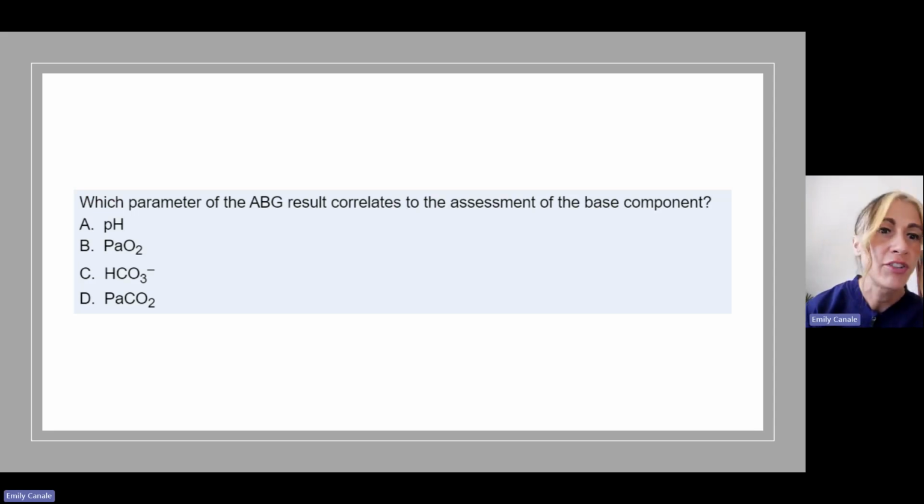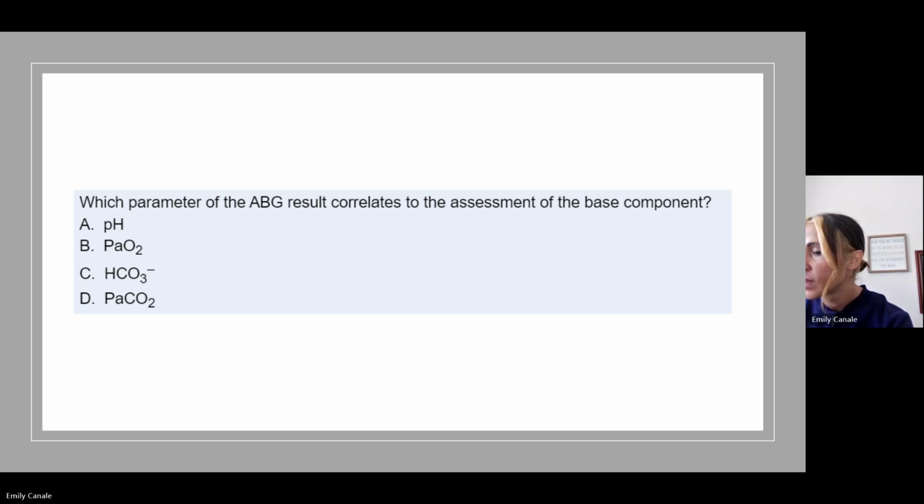So if I got into some questions here, which parameter of the ABG result correlates to the assessment of the bases? What do you think here? Well, my HCO3, right? And my normal range is 22 to 26. So again, it is that renal component of the acid-base regulation.